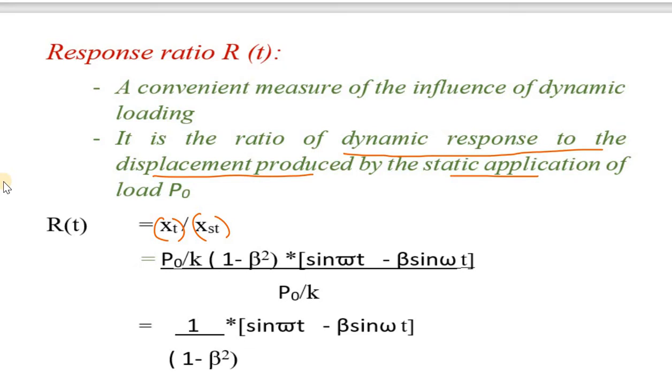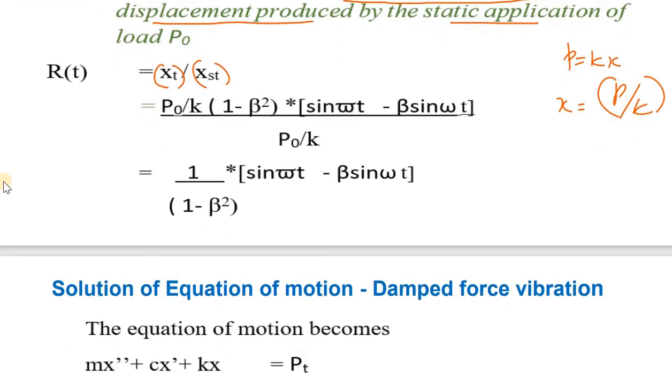It is the dynamic response to static response. Static response means, we all know that load is equal to stiffness into displacement. This is our general condition. So the displacement is equal to p by k. This is the static case. That ratio is known as the response ratio, just a ratio.